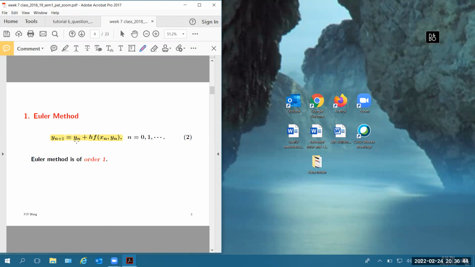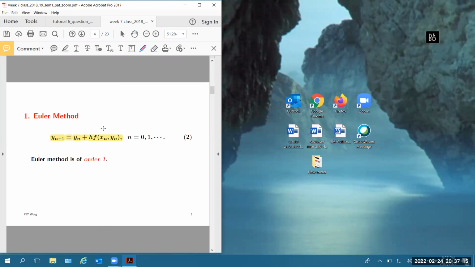Okay, so you see this one is actually very easy to use, right? To get the y value at xn plus 1, we just use this formula here. It's just like that. Any questions about this formula? Do you all know how to interpret this formula? Is it okay? Maybe I'll elaborate a little bit now.